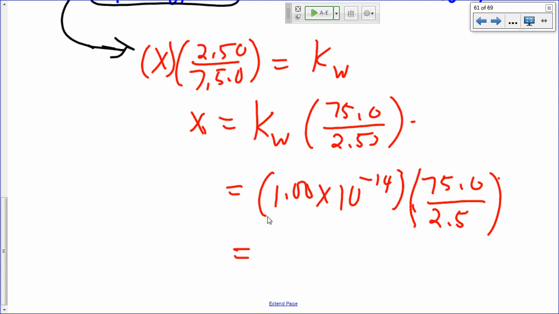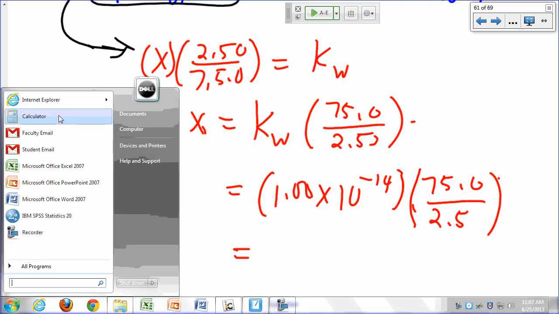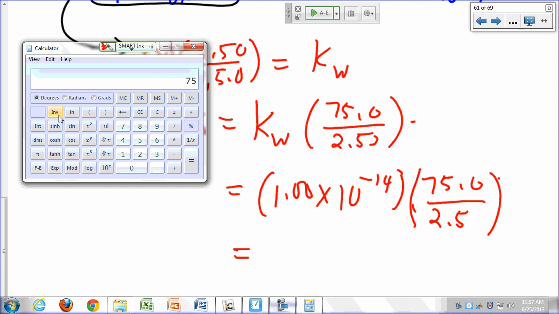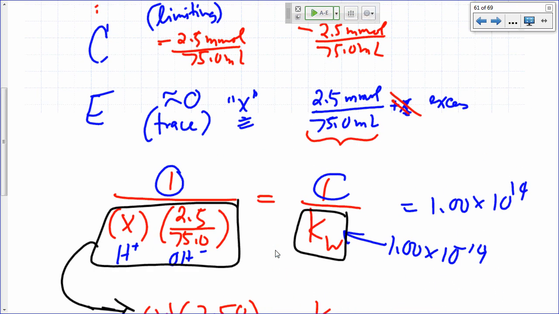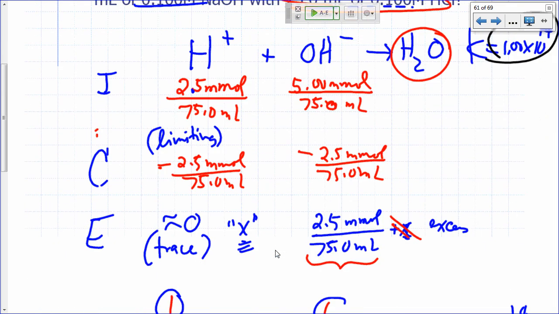Okay. Yeah. So now, what do you say? 75 times 10 to the negative 14 divided by 2.5. That's 3 times 10 to the negative 13. Okay, so 3.00 times 10 to the negative 13. That is your H plus, right? Okay, that's your X. That's a trace amount of H plus you have left. It's a very small number.